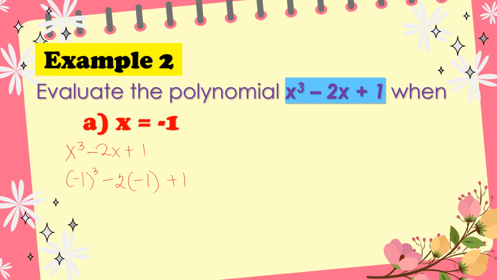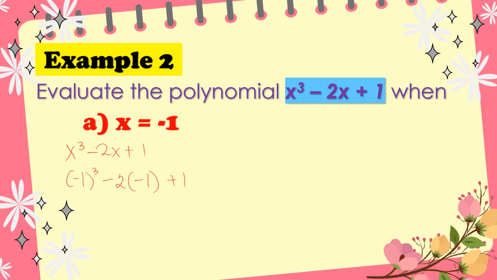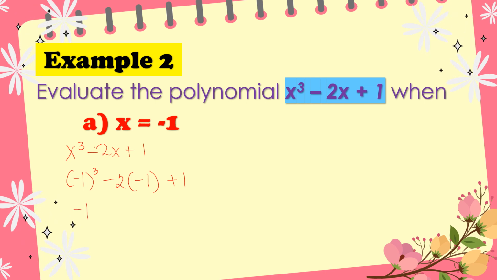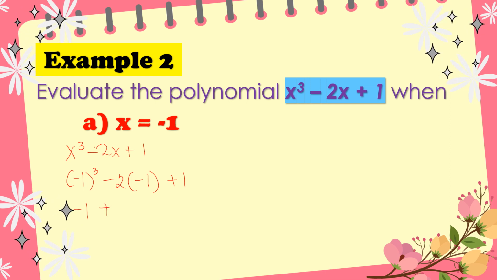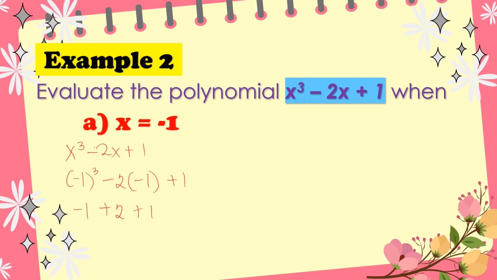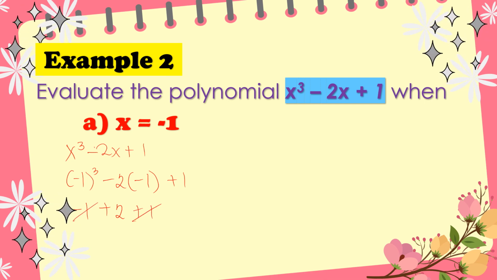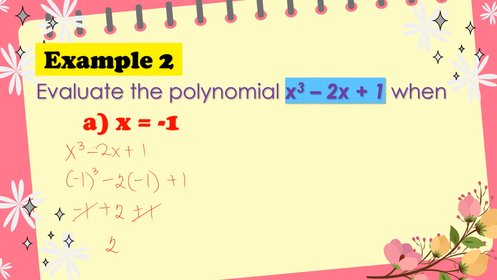So, negative 1 raised to the third power is negative 1 times negative 1 times negative 1. That is equivalent to negative 1. And then, multiply negative 2 times negative 1, we have positive 2. And then, copy positive 1. Since may negative 1 tayo dito, tsaka may positive 1 doon, i-cancel out na lang. Ang natira is yung positive 2.